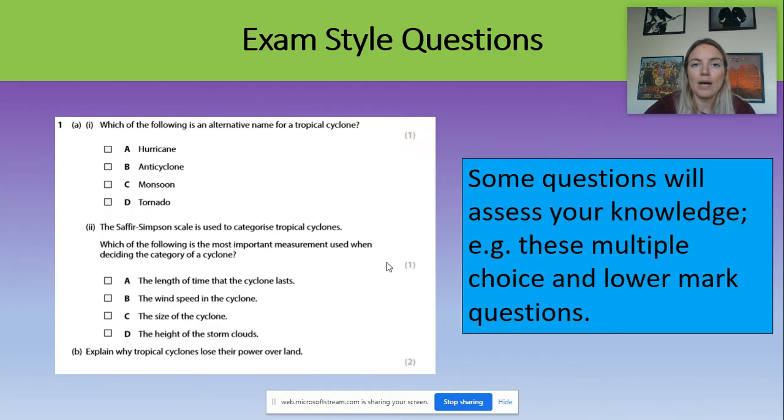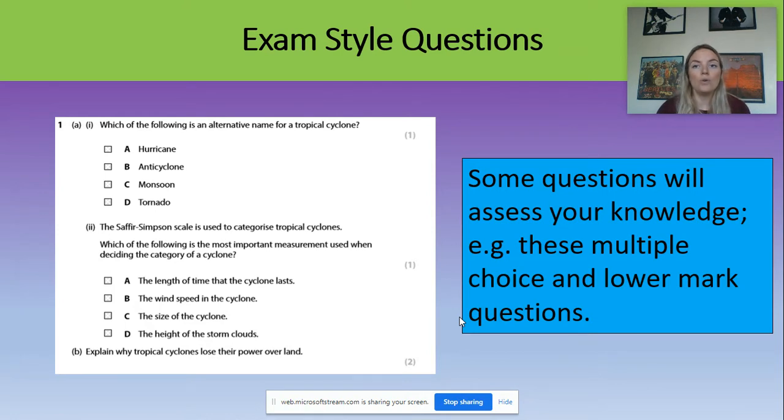I'll move on now and I'll show you what the exam actually looks like. It's quite varied. So the beginning of each topic will give you some multiple choice questions. So you can see here, which of the following is an alternative name for a tropical cyclone? And you will just tick the box that applies. These types of questions and the low mark questions are purely based on your knowledge. So this is where your revision is really important.